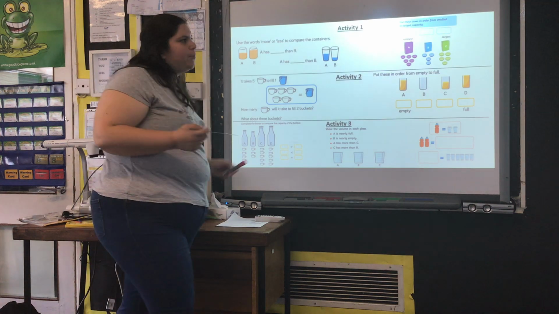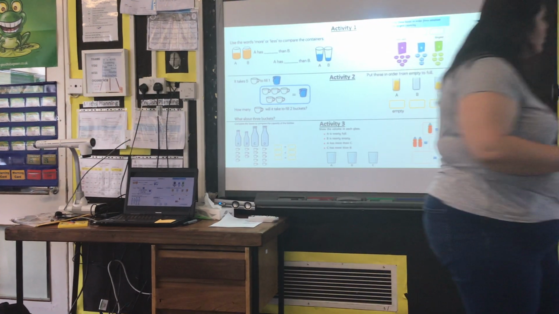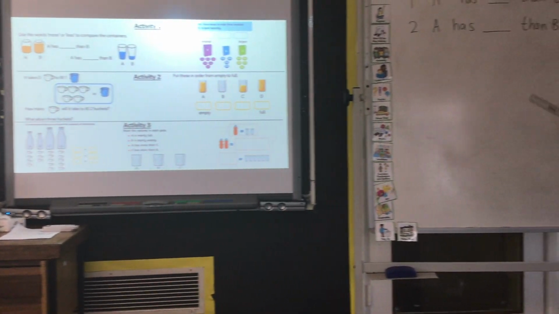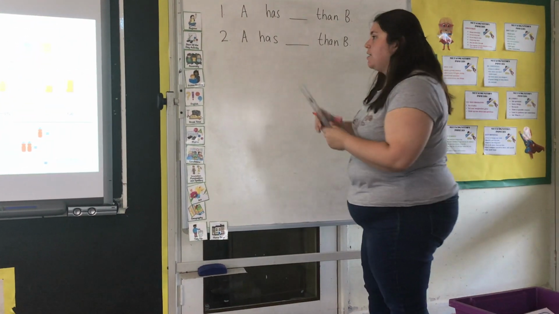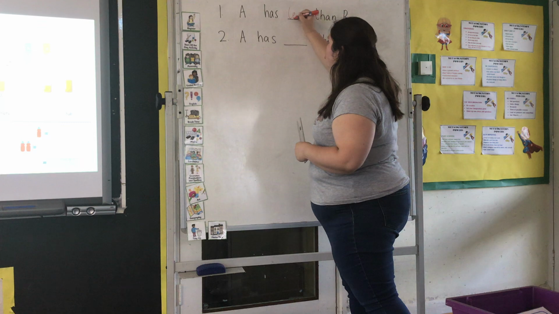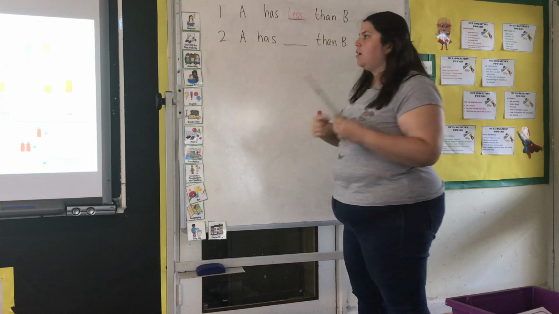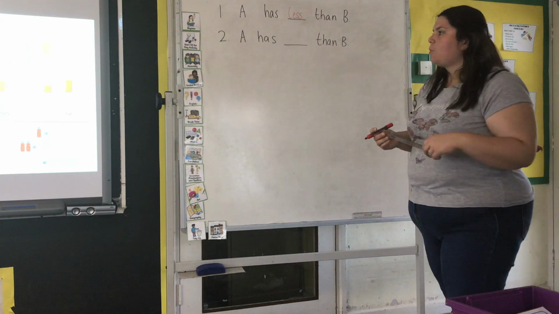So if we have a look up on the whiteboard here, I've got those sentences written for us. So we've got A has less than B. It has less juice or water in that than the other one.